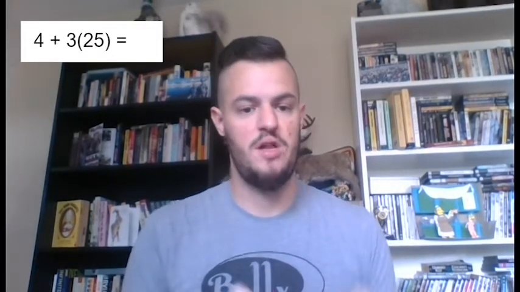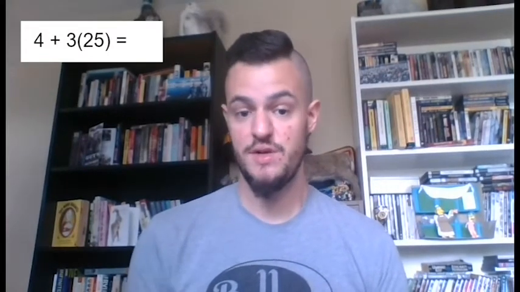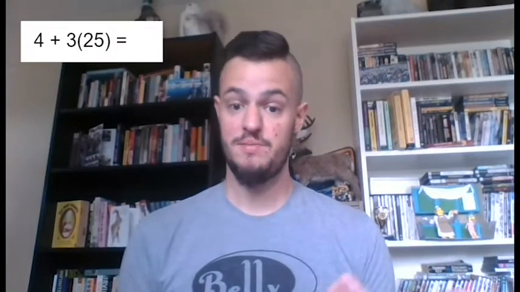Now we multiply. For those unclear on this, we don't always need to use a small x to mean multiply. Sometimes it's enough for us to just write the numbers next to each other. That 3 next to the 25 in brackets just means 3 times 25. That makes 75. So let's replace the multiplication question here with that 75.